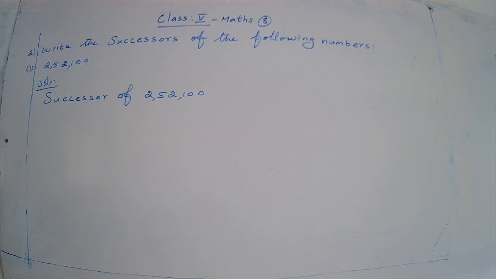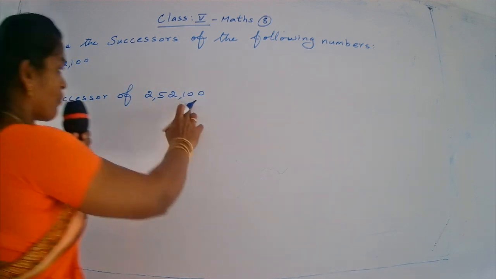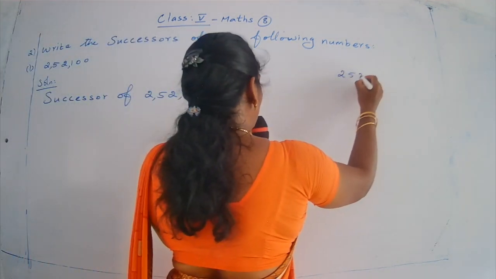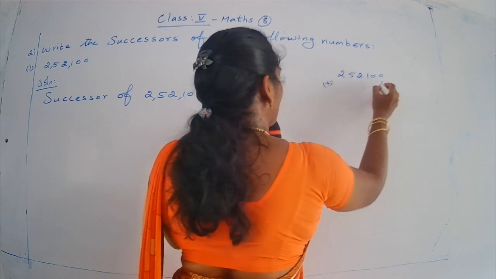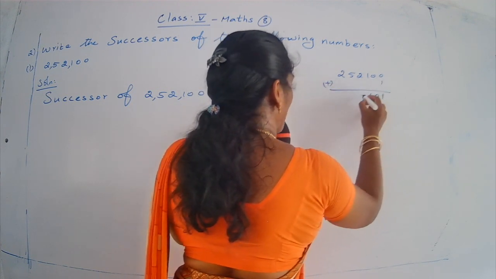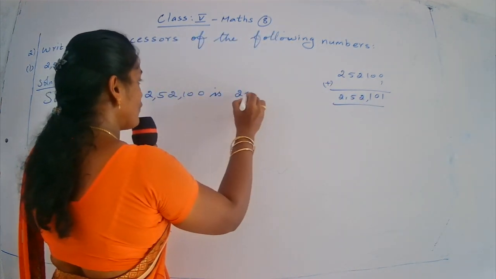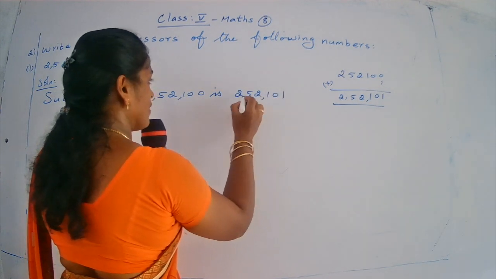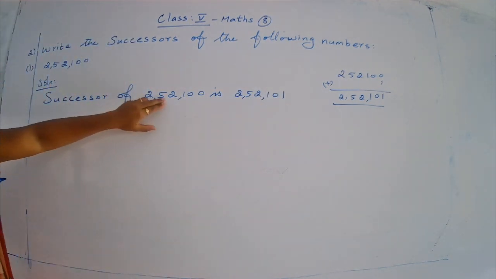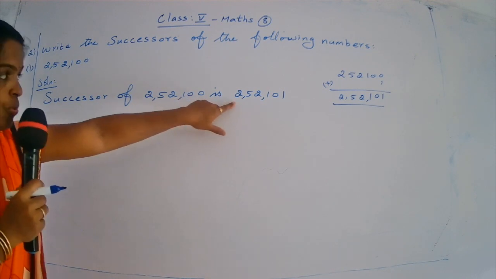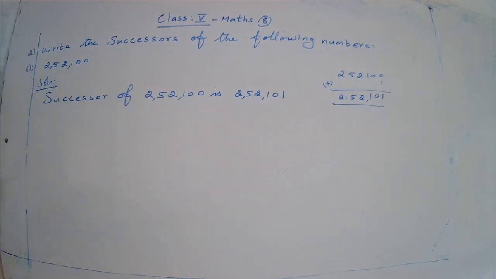2,52,101. Yes, children. We can get the successor of a number by adding 1 to it. Here we add 1 to 2,52,100. So what is the answer? Your answer is 2,52,101. So the successor of 2,52,100 is 2,52,101. Okay, next question.